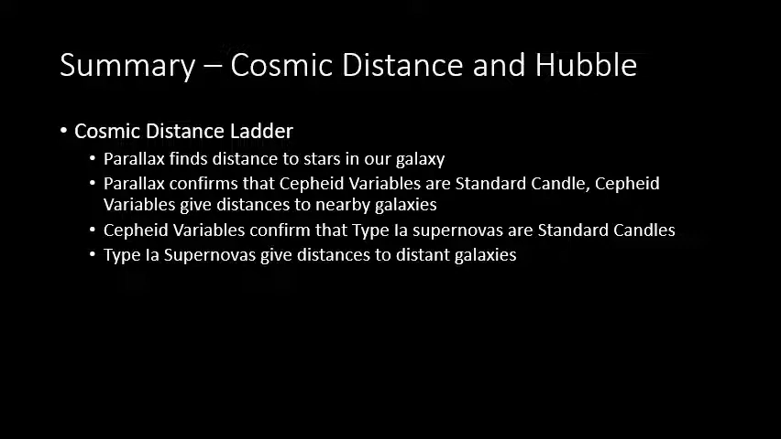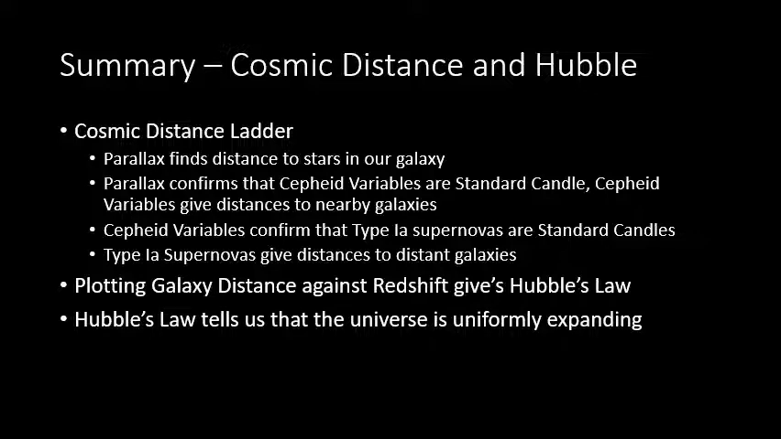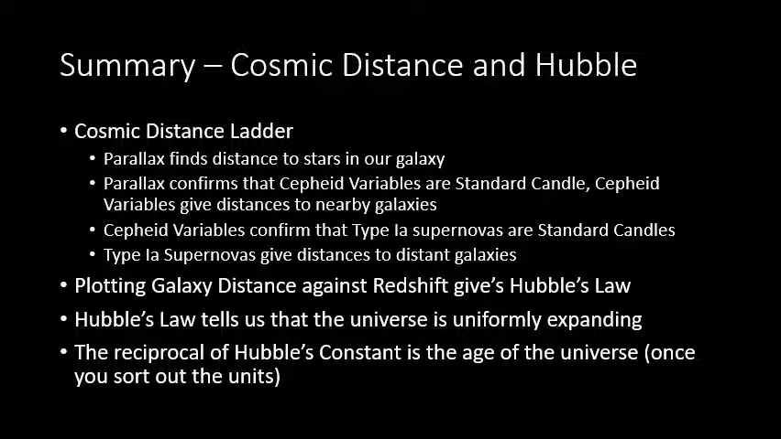There are astronomers at the moment who are trying to work out how we go even further, and they're looking at quasars. Can you use quasars as standard candles? Not easily, but they're trying. And if you plot redshift, the velocity that the galaxies are going away from us, against galactic distance, you get Hubble's law. And Hubble's law tells us that the universe is expanding uniformly. And the reciprocal of Hubble's constant is the age of the universe, once you sort out the units, and sorting out the units is sometimes an exam question.